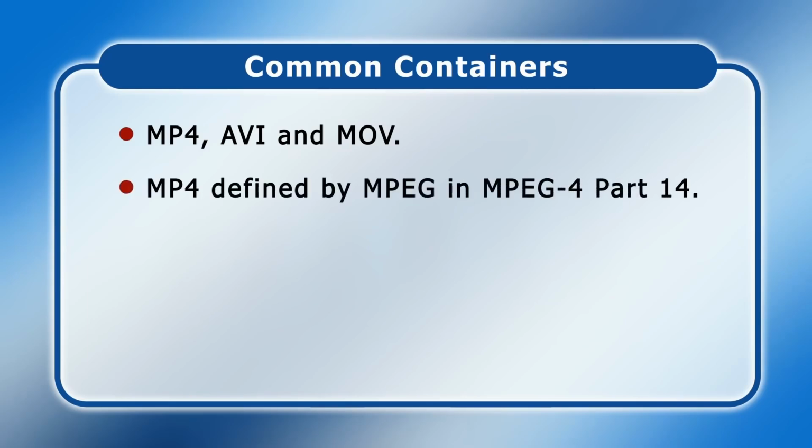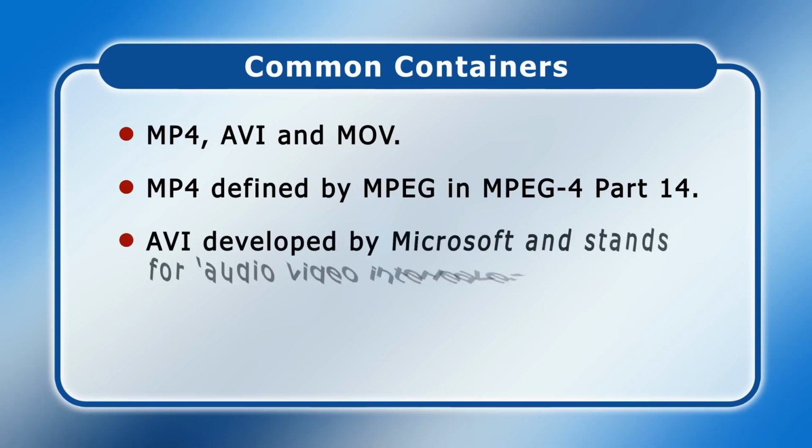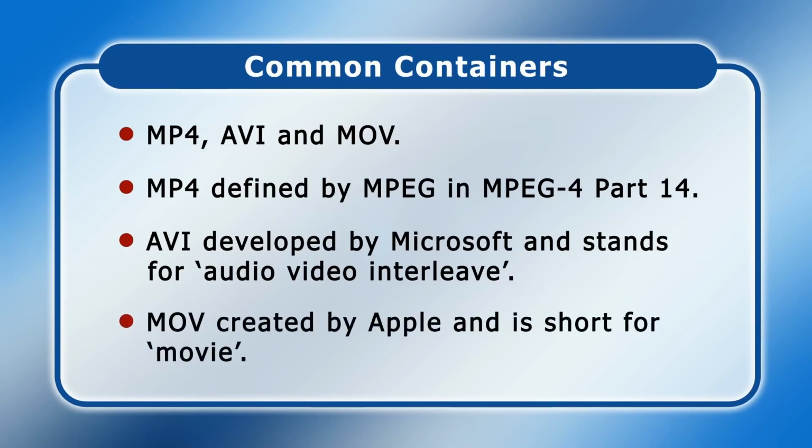MP4 was defined by the Motion Picture Experts Group in their MPEG-4 Part 14 specification. AVI was developed by Microsoft and stands for Audio Video Interleave, and MOV was created by Apple and is short for movie. All three of these containers can store video encoded with many different codecs, with MP4 and MOV currently having the widest range of both professional and consumer applications.